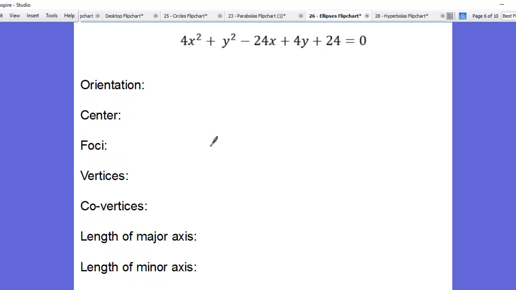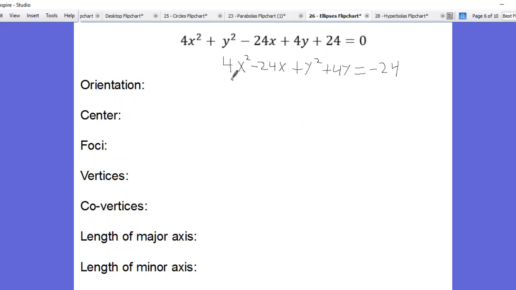Before we do any of that, I want to group my x and y terms, and then get my constant on the other side of the equal sign. So I will have 4x squared minus 24x plus y squared plus 4y equals negative 24. Okay?